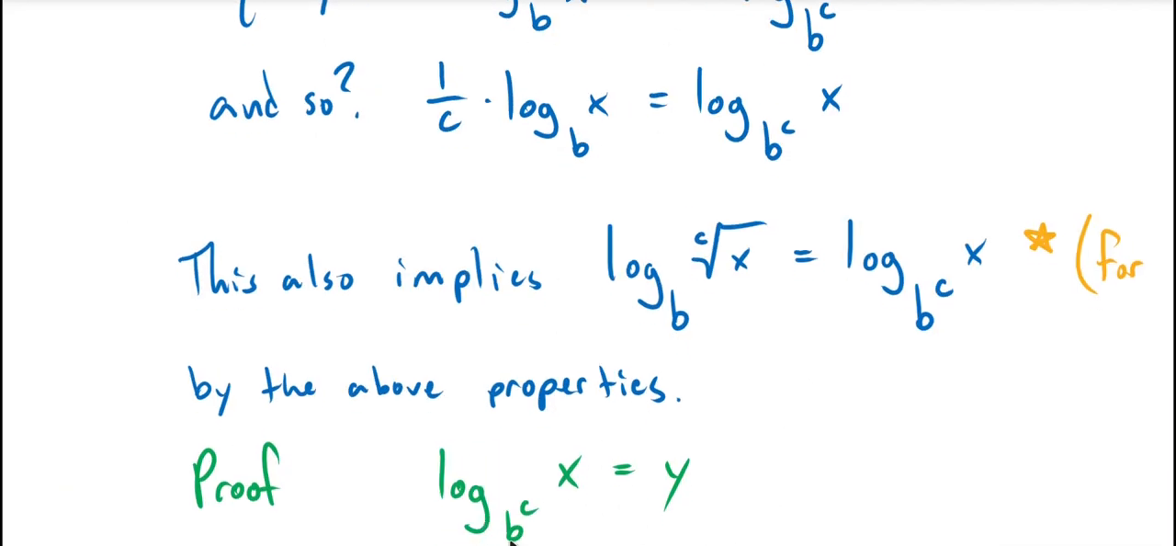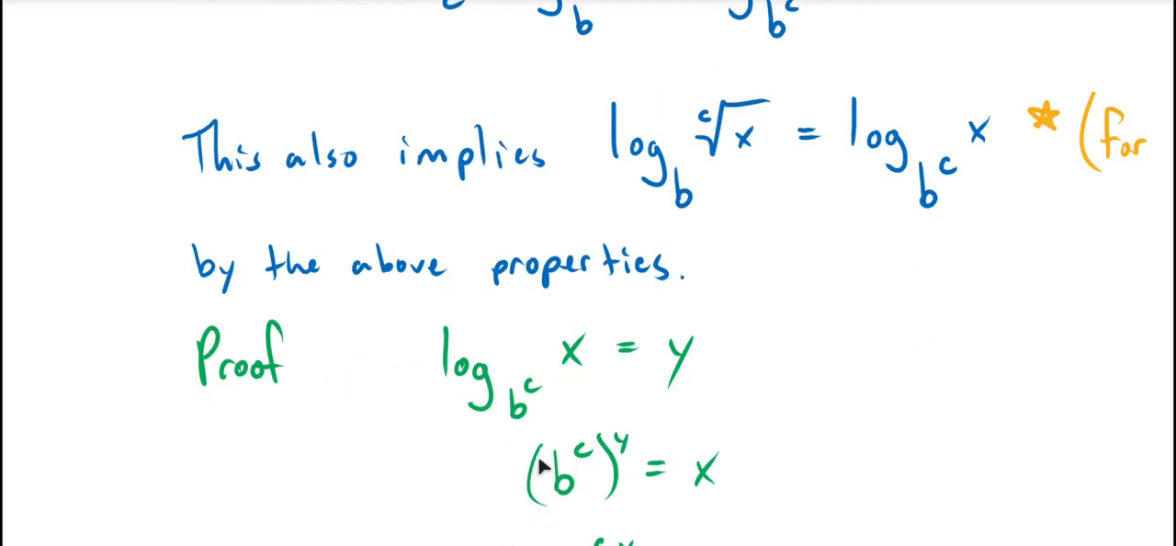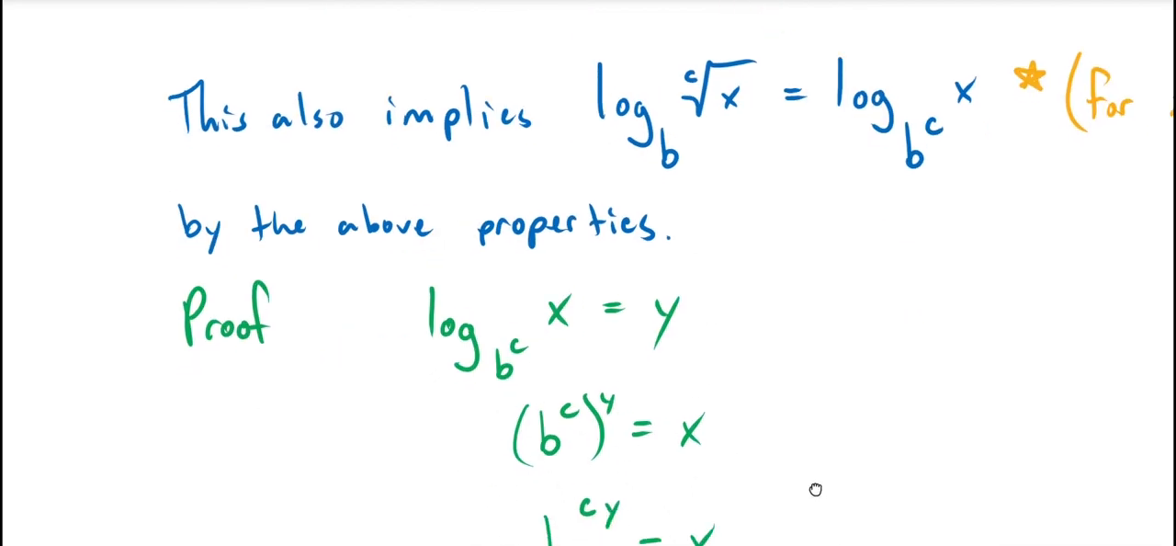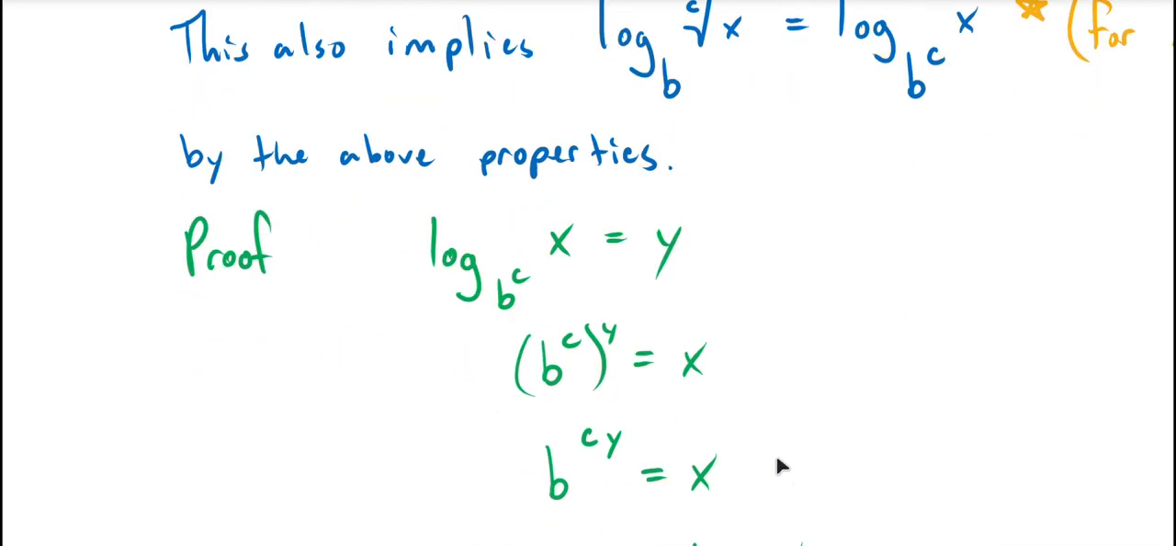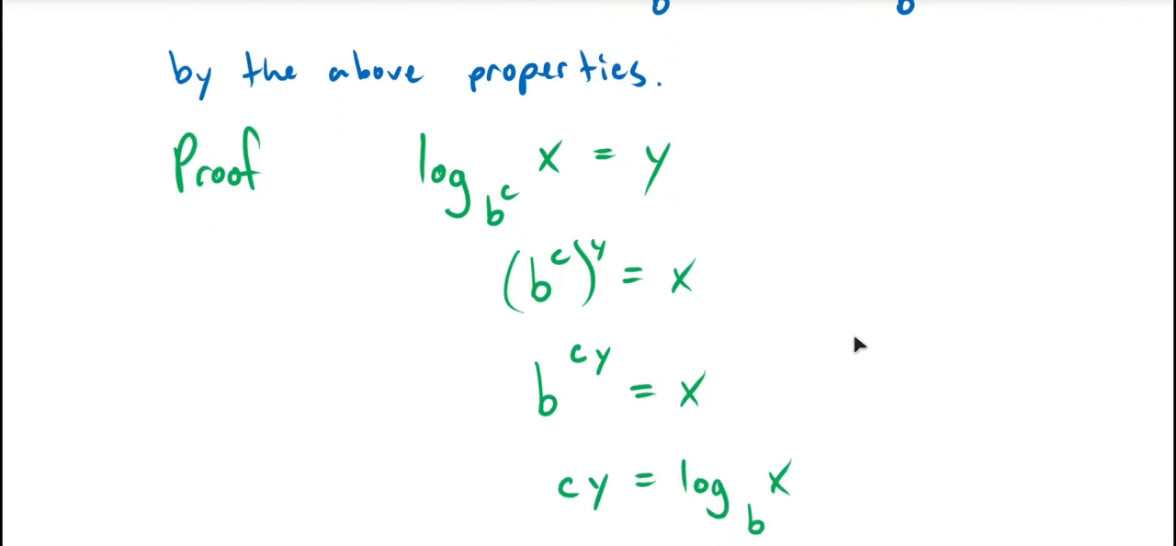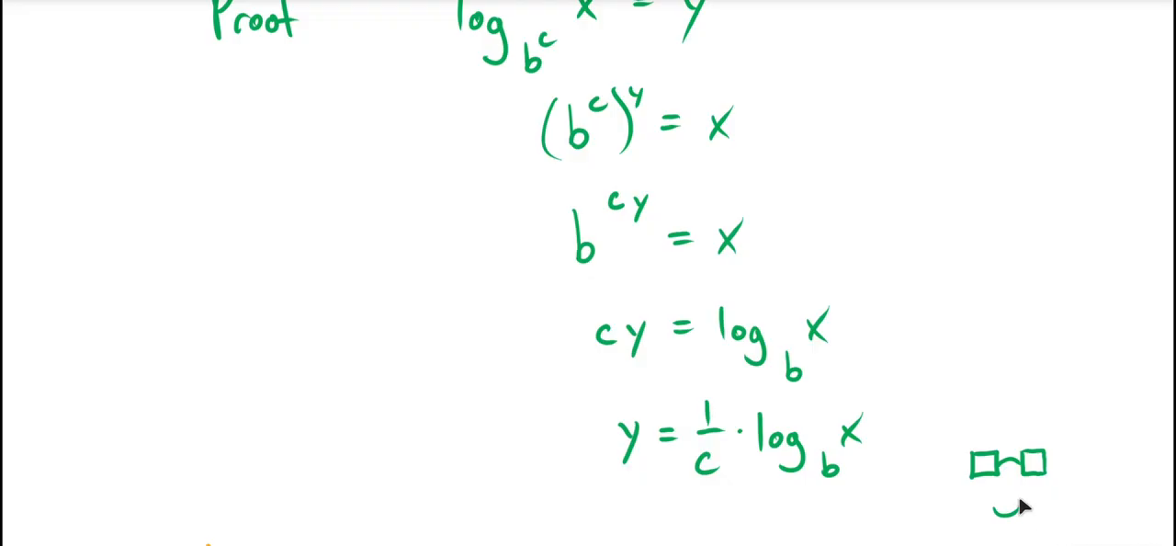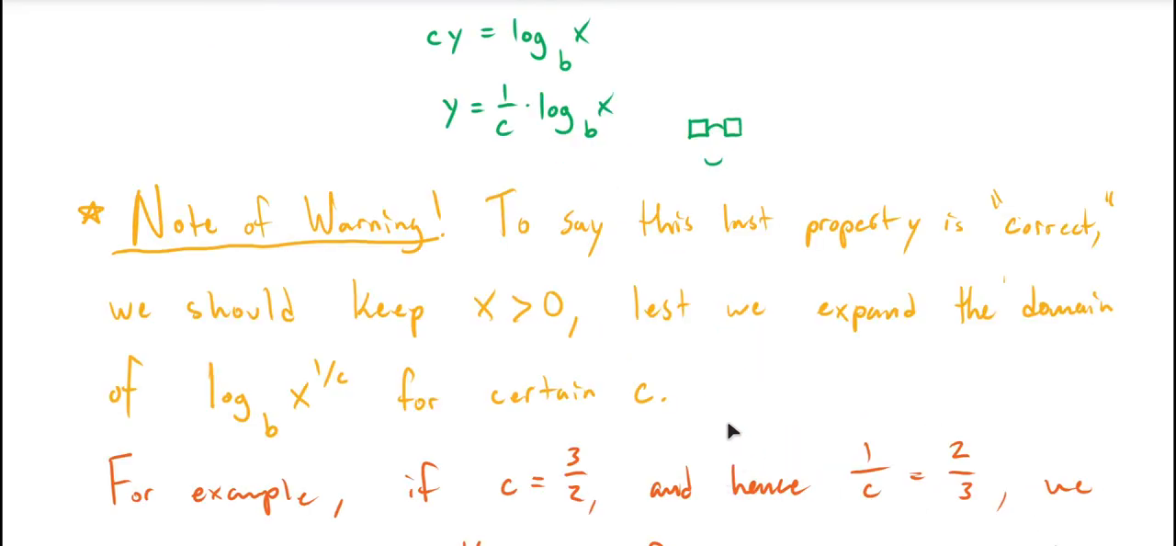Let's say we had log base b to the power of c of x is equal to y. Rewriting this with our exponential form, combining these with the power rule of exponents, and then taking the log base b of both sides and dividing by c, we're done. So this is, in fact, a trick we could always use. We should always keep the x's positive if we want to say that last property involving radicals.